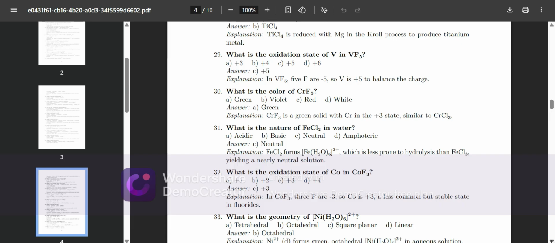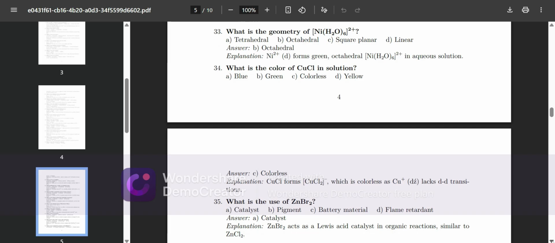What is the nature of FeCl3 in water? FeCl3 forms [Fe(H2O)6]3+, which is prone to hydrolysis, yielding an acidic solution. What is the oxidation state of Co in CoF3? +3. In CoF3, 3 F are -3, so Co is +3, a less common but stable state in fluoride.